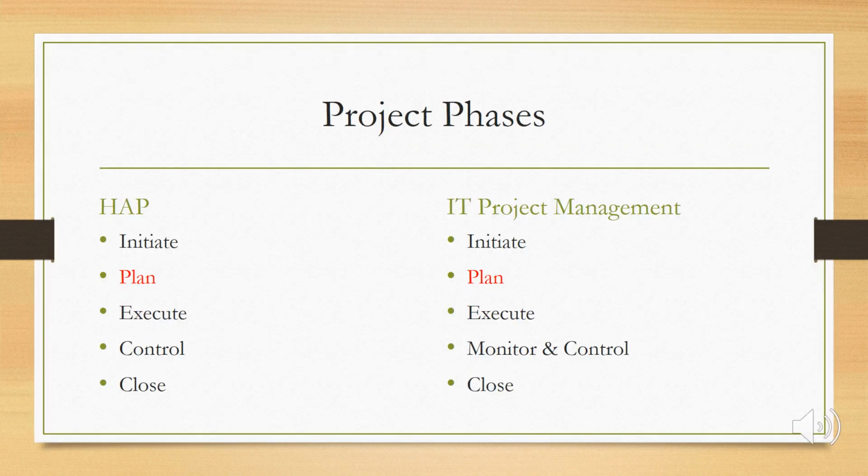Project phases. In health admin project management, there are about 5 phases. In IT project management, there are 6 phases. They are pretty much similar. We start with initiate, and then we have plan, execute, and this is where there is a difference: we have control, while on the IT side we have monitor and control.